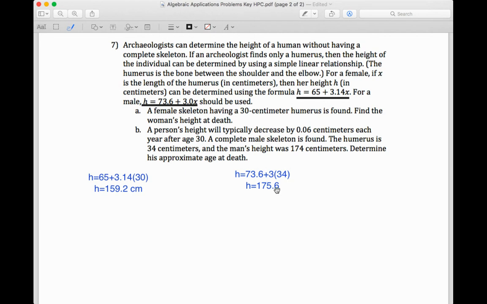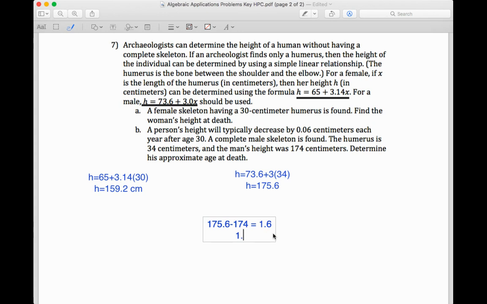So there's actually a difference between the height I calculated and the height that it gave me. When they found the skeleton, it was 174 centimeters, but according to this, his height should be 175.6 centimeters. So we can use this to find the difference in the heights and use that to calculate his age. So what I'm going to do is 175.6 minus the 174 height that they calculated, and that's going to equal 1.6.